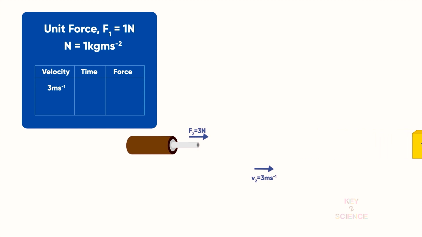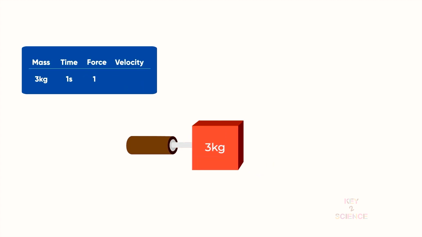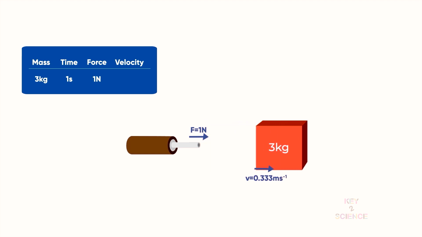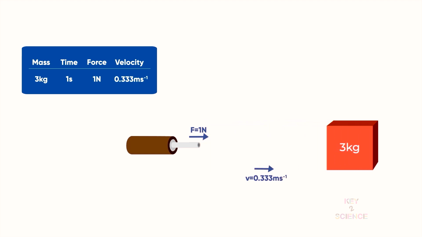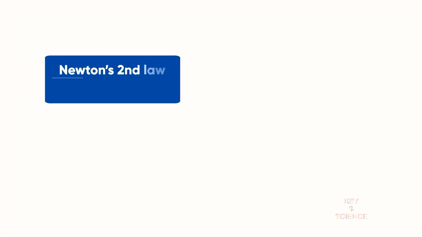Therefore, a force resulting in an end velocity of 3 meter per second after 1 second, which was applied on a 1 kilogram mass, is 3N. And a force resulting in an end velocity of 10 meter per second after 1 second is 10N. Now, if we change the object, the result of the same force will be different. If we take an object of 3 kilograms and apply 1N force on it, the resulting velocity will be 0.333 meters per second if the force is applied for 1 second. This will be discussed in detail in the video for Newton's second law of motion.